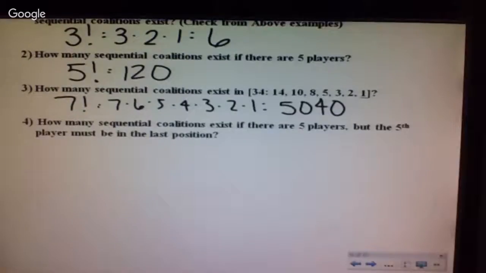Is it 4? It's 4 factorial. Okay, so if I start with 5 players and one of them has to be in a specific spot, that means there's only 4 players left to order, which makes that 4 factorial, 24. So that becomes 24. It's kind of like when we did the total coalitions and we took out player 6, which meant there was only 5 players left. We're kind of taking out player 5 and only ordering the rest of them, so I only have 4 players left.